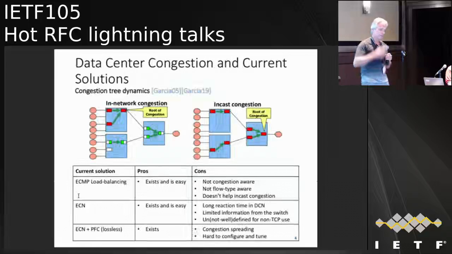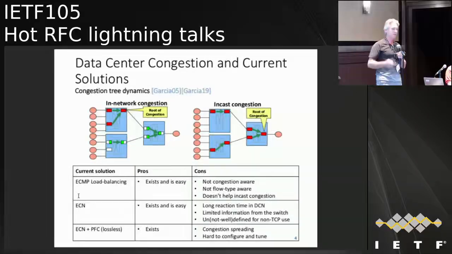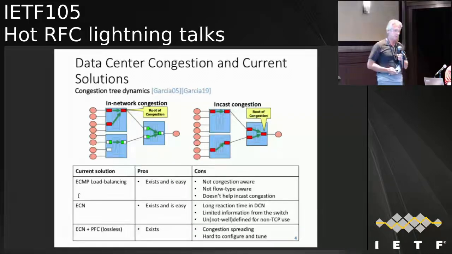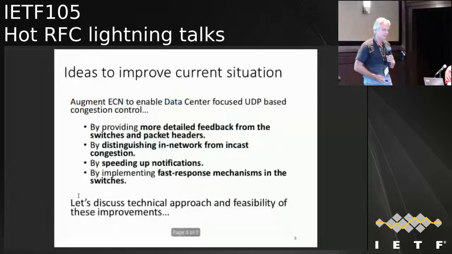We know data center congestion is different. The authors of these papers have done a lot of work on congestion trees. So there's kind of two types, in network and in cast, and it's constantly moving around in cast or in network. We've got solutions today such as ECMP, ECN, even in a lossless environment, ECN with priority flow control. All of these have various pros and cons, but they're not completely addressing the needs that we see.